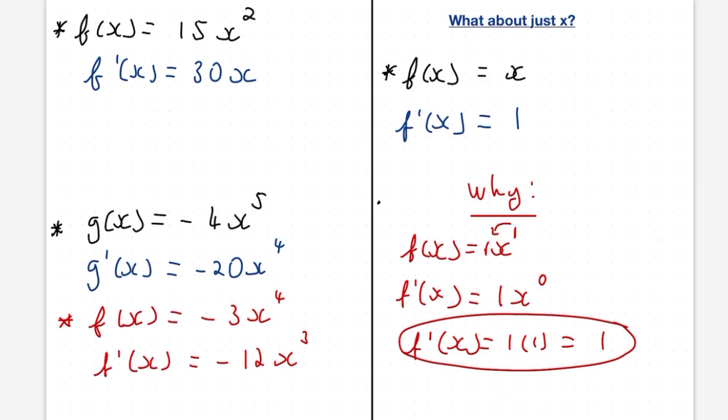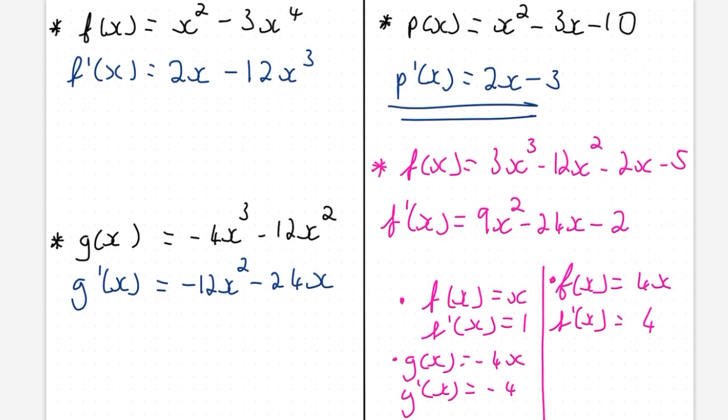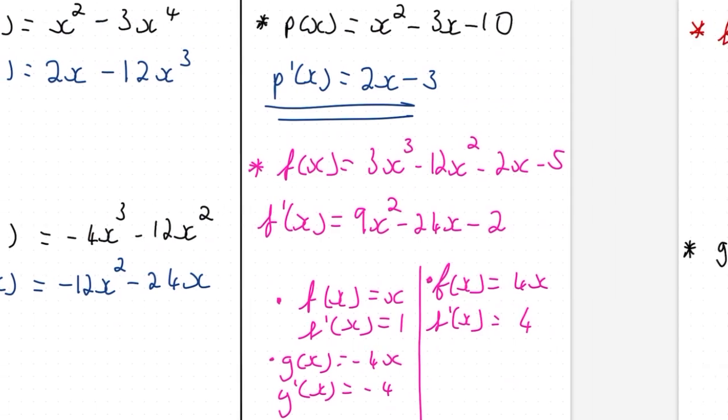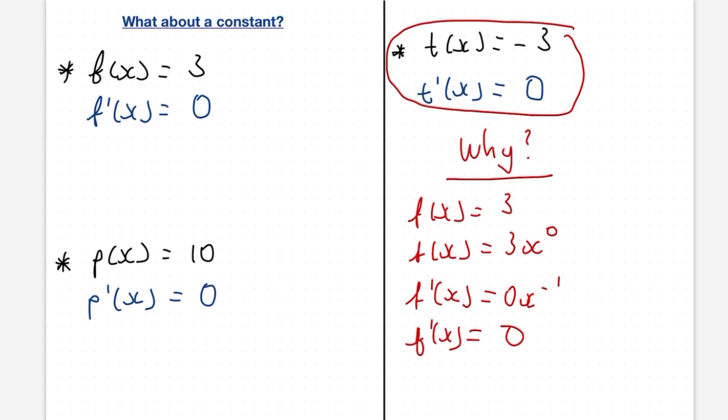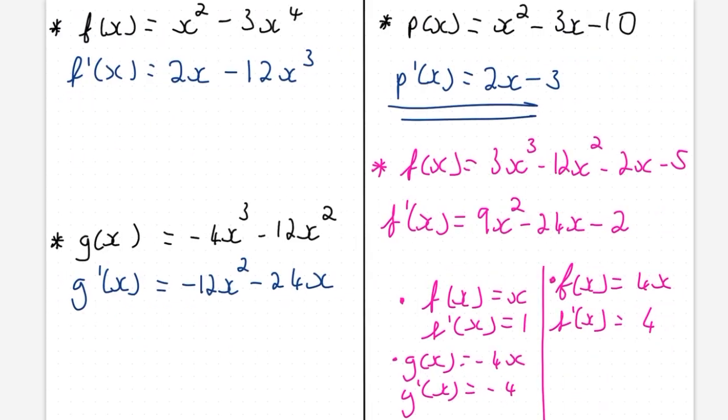Okay, so if that's still confusing you a bit, just rewind this video, watch that again. But basically, whenever we're deriving just an x, we're left with just a 1. Again, and like I said, whenever we're deriving a constant, we're left with a 0. And so we're just applying these on all the little pieces of these longer questions.